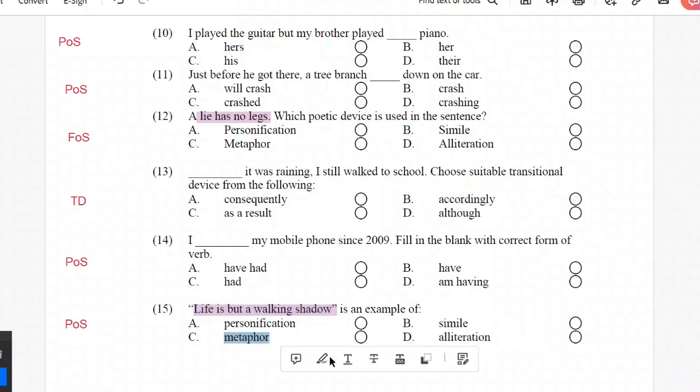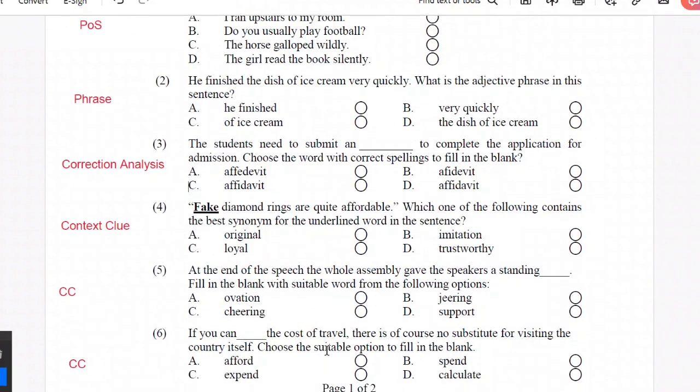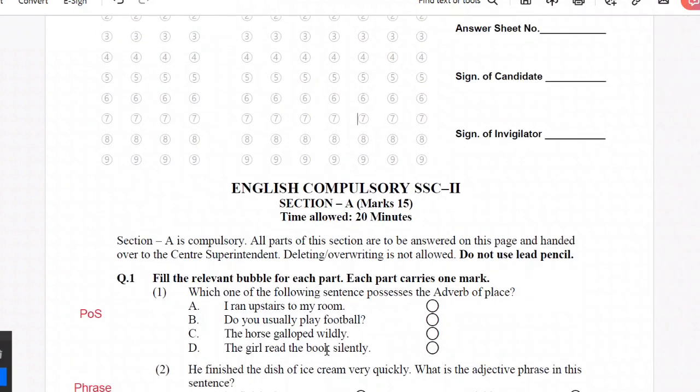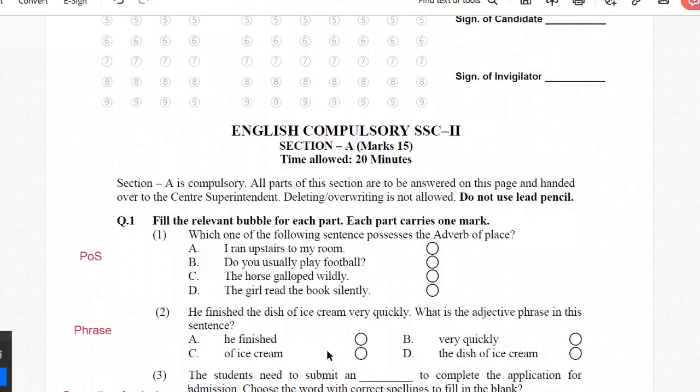So this is pretty much all about the objective of both classes. Inshallah, you will be able to do it. If you do not understand anything, I'm just a comment away. Comment me. And that is all.